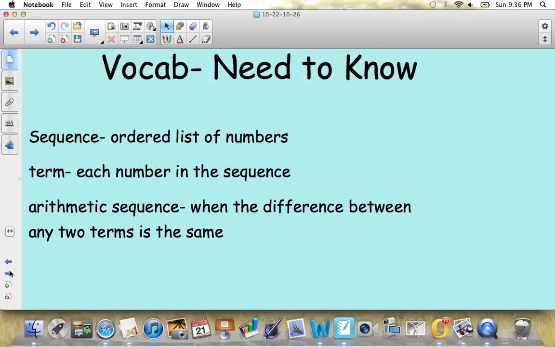First things first. Some vocab words you will need to know. Sequence is an ordered list of numbers. A term is each number in that sequence. And an arithmetic sequence is when the difference between any two terms is the same.